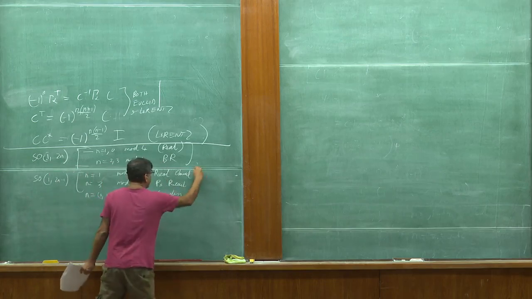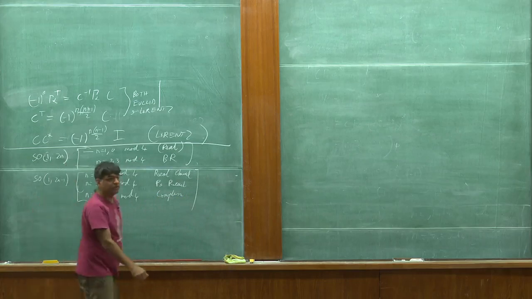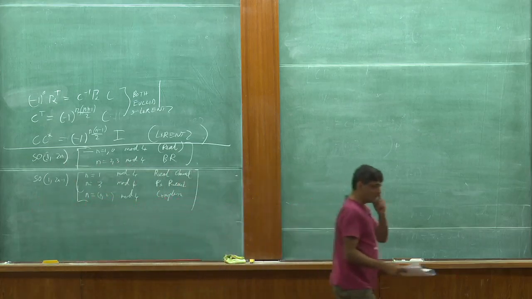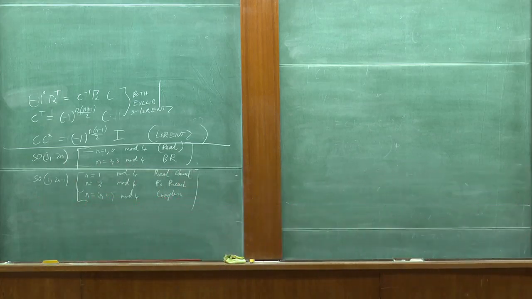You remember the rule for complex was opposite to what it was for Euclidean. If n was even in the Lorentzian algebra, the spinor algebra was complex, whereas if n was odd, the spinor algebra for the Euclidean case was complex.